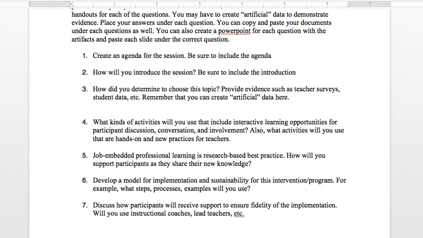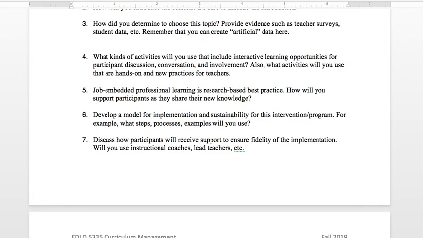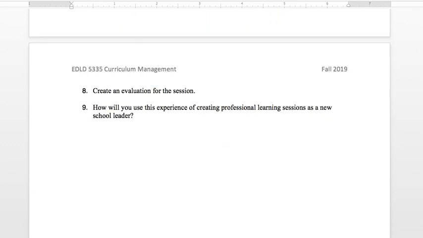How are you going to support participants as they share their knowledge with their colleagues? How are you going to support them as they go back into the school classroom and implement this new learning that they have? You're going to develop an implementation and a sustainability model for this intervention. So what steps and processes will you use? And then how are they going to receive support to ensure fidelity? Will you use instructional coaches, lead teachers, those kinds of things?